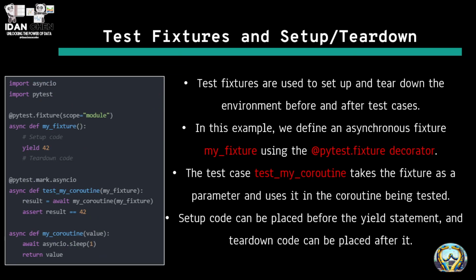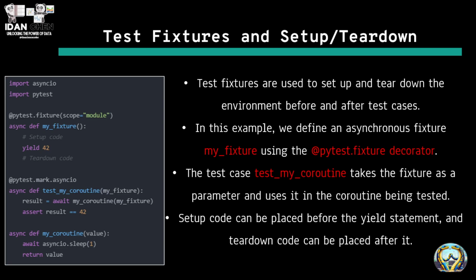Okay. So you can also use setup and teardown if you're familiar with PyTest already. Test fixtures are used to set up and tear down the environment before and after test cases. In this example, we define an asynchronous fixture, myFixture, using the pytest.fixture decorator. The test case, test myCoroutine, takes the fixture as a parameter and uses it in the coroutine being tested. Setup code can be placed before the yield statement and teardown code can be placed after it.